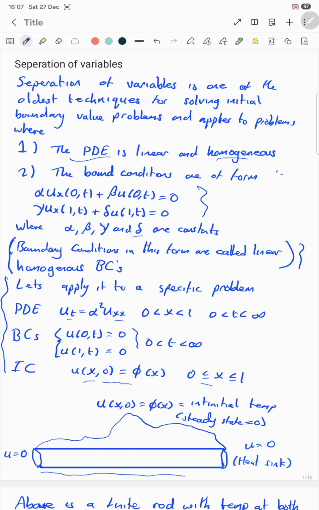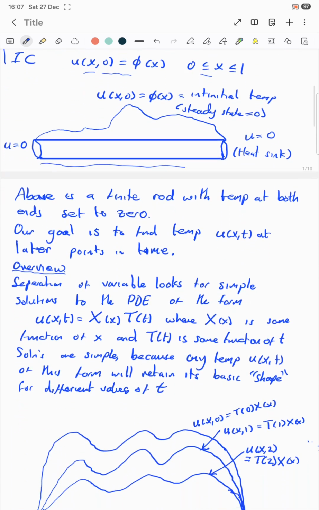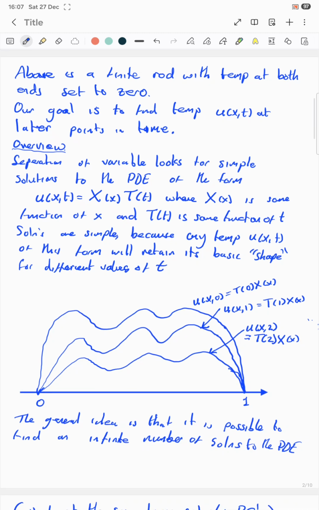where u of x, 0 equals phi of x, and this is the initial temperature, and at steady state equals 0, where u equals 0 is the heat sink. Now above is a finite rod with temperature at both ends set to 0. Our goal is to find the temperature u of x, t at later points in time.